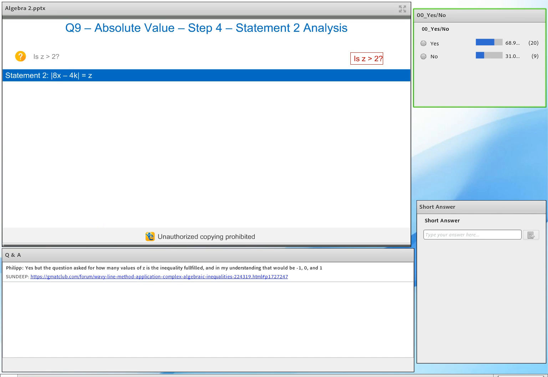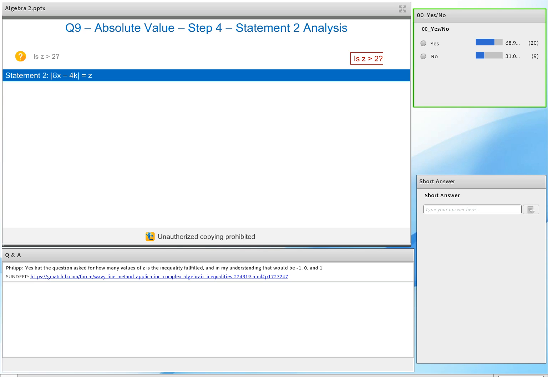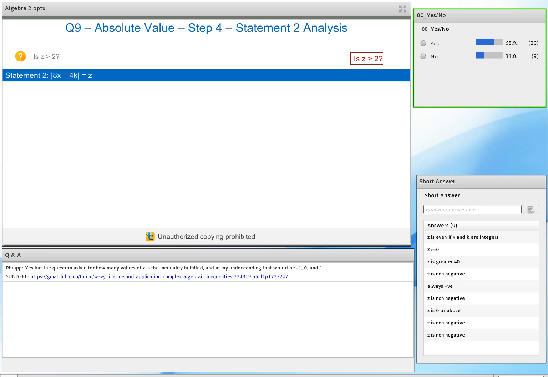Now, what is the inference that you can draw from statement number 2? Mod of 8x minus 4k is equal to z. What inference can you draw from statement number 2? Absolutely right. Z is a non-negative number. We don't know what x is. We don't know what k is. But what we do know is that z is mod of some number.